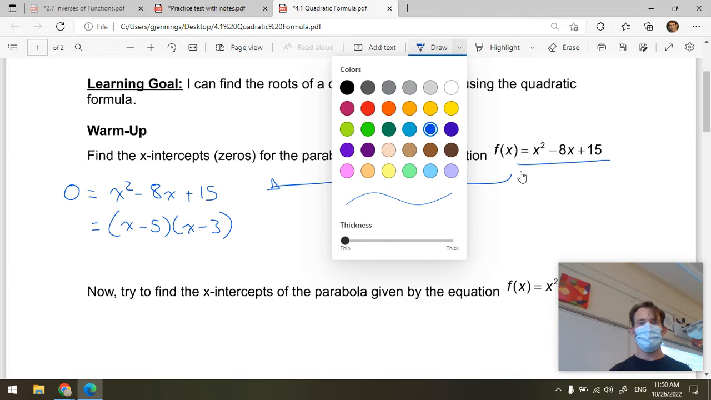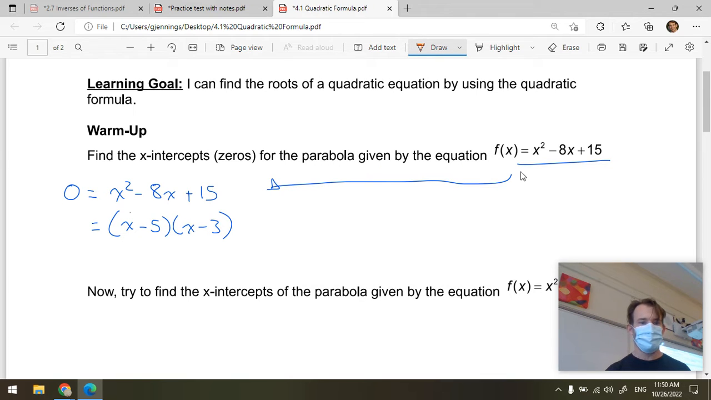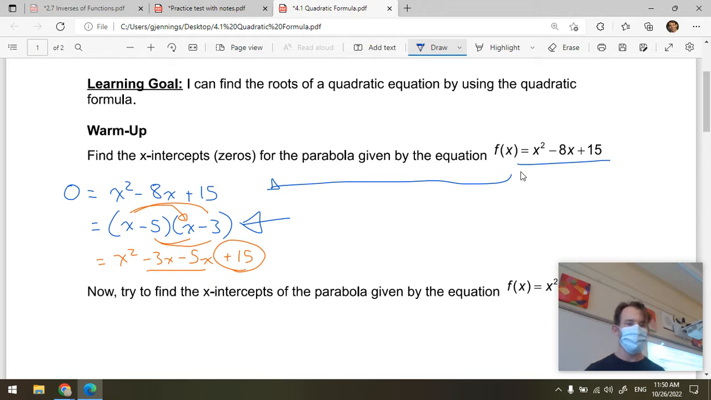Notice that if we expand that back out using FOIL, we have x times x is x squared. x times minus 3 is minus 3x. Minus 5 times x is minus 5x. And minus 5 times minus 3 is plus 15. So that's why we were looking for numbers that added to 8 and multiplied to 15. But the really important and interesting thing was happening on this line here, where it allows us to spot the values for x that make this equation equal to 0.